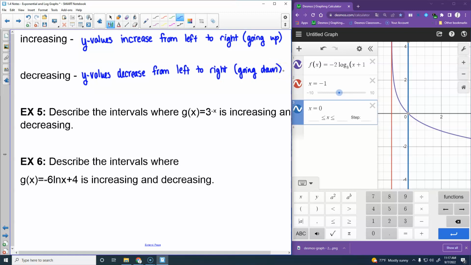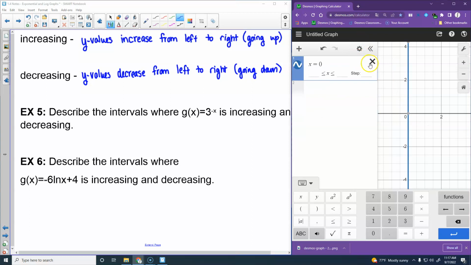Okay, here's some good news about these logs and exponentials. They are either always increasing or always decreasing on their domain, right? So we should not have places where it's increasing and where it's decreasing for these. Whenever we get to other types of functions, we will. Parabolas, they increase and then they decrease, right? But this section we're working on logs and exponentials.